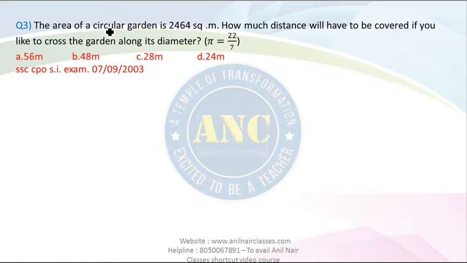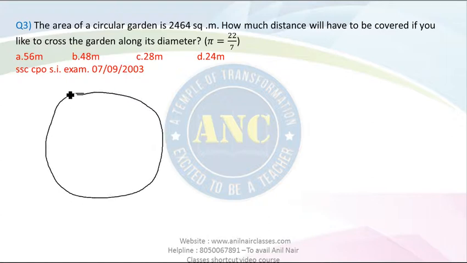Question number 3. The area of a circular garden is 2464 centimeter square. That is the first point. How much distance will have to be covered if you like to cross the garden along its diameter? Now, there is a circular garden. This circular garden is having an entire area given as 2464 meter square. How much distance will have to be covered if you like to cross the garden along its diameter?